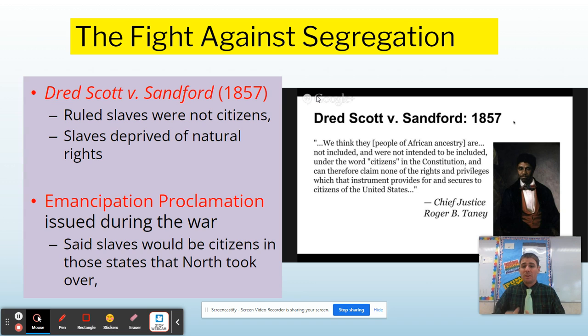We do then have the Emancipation Proclamation. The Emancipation Proclamation does not end slavery. It applied significantly just in states that did have slaves; when the North liberated and took over those southern states, those slaves now were free and considered free persons.